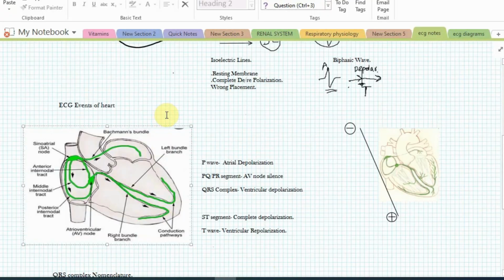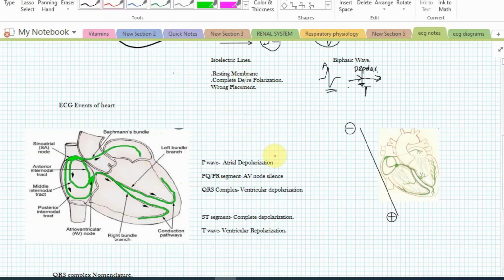So now let's continue with ECG events of the heart. So now we will go in a bit more detail of how each event in an ECG corresponds to various activity in the heart. We know that there are various events such as P wave, PQ segment, Q wave, R wave, etc. What do each of these mean?